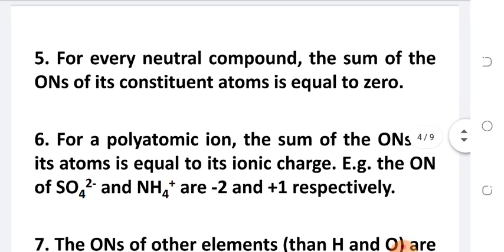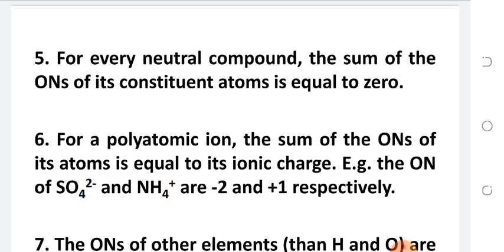Number 5, for every neutral compound, the sum of the oxidation numbers of its constituent atoms is equal to 0. You will see we will be making use of this rule number 5 and also rule number 6 when we are calculating the oxidation number of a particular element in a compound or in an ion. We call it a neutral compound according to rule 5 because the compound is not charged. It is not an ion. So the sum of the oxidation numbers of all the atoms in a particular compound is equal to 0.